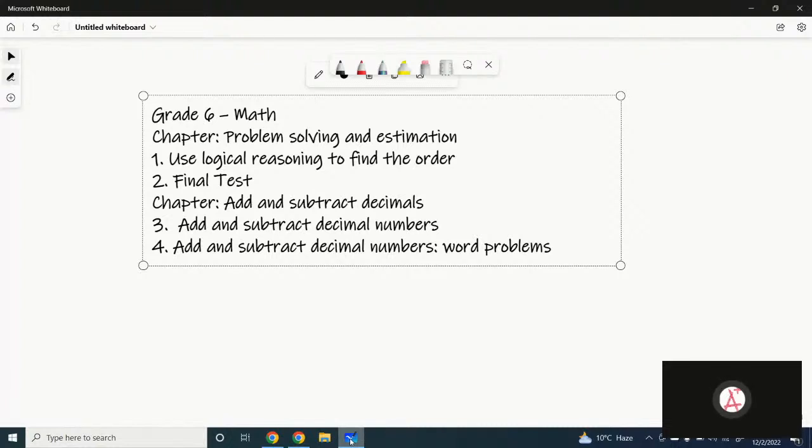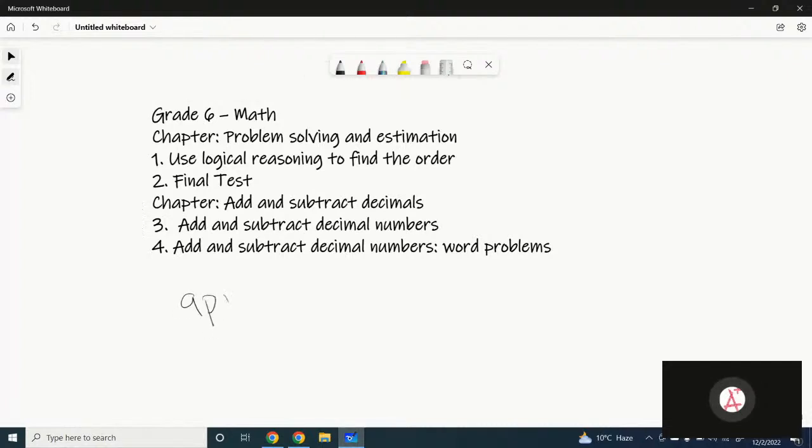So we're going to start with grade 6 maths. You can find all the lessons on aplusstudents.com. You have to log in there using your email address and password as provided by the administrator. Then you have to select math from the subject tab, then scroll down to grade 6 maths. There you can find the chapter that is problem solving and estimation.